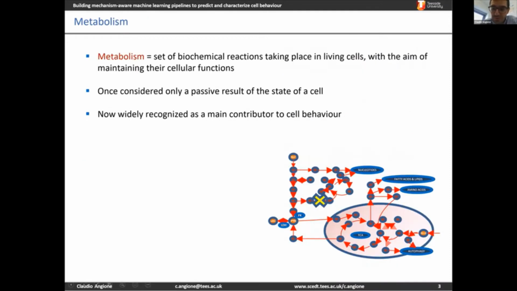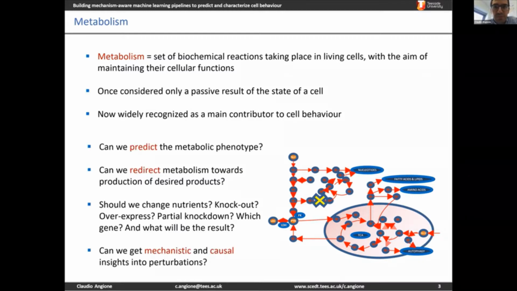So, you know this, of course, but metabolism is the set of biochemical reactions in any living cell. I think it was once considered almost a result of a cellular state, but now it is increasingly being recognized as a contributor, or definitely a main player, in cell behavior. There are many questions, of course, around metabolism, and the key ones are around predictions. Could we predict a given phenotype, or could we redirect some metabolites towards desired products? And if we want to do so, should we change our medium composition? Should we do some genetic modification, like knockouts or overexpression or partial knockdowns, perhaps?